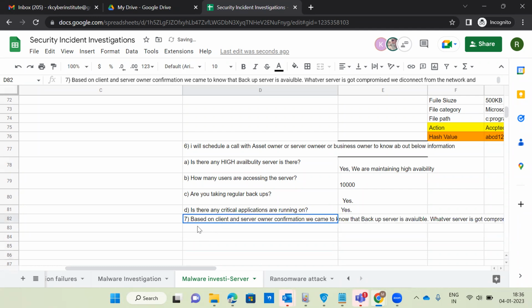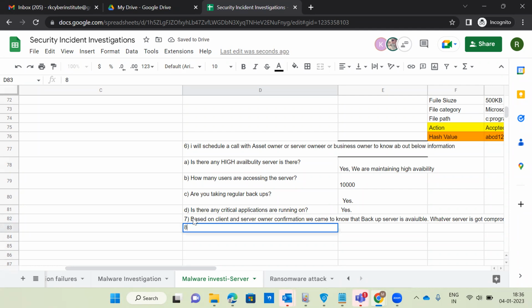Seventh one. Next, whatever server got disconnected, we have to take the file. Nowadays the EDR tool also gives the hash value. We have to take the hash value, go to virustotal.com, and check the verdict. In case the hash value is not there, we have to take the file to a sandboxing environment and analyze the reputation verdict of the file, whether it has any malware infection or not. This is the way we can identify the verdict for the malware investigation.